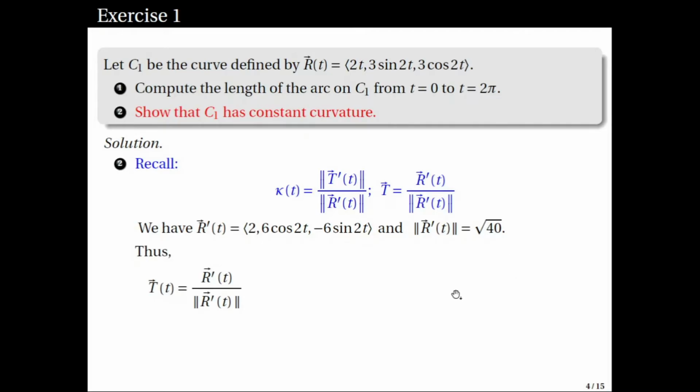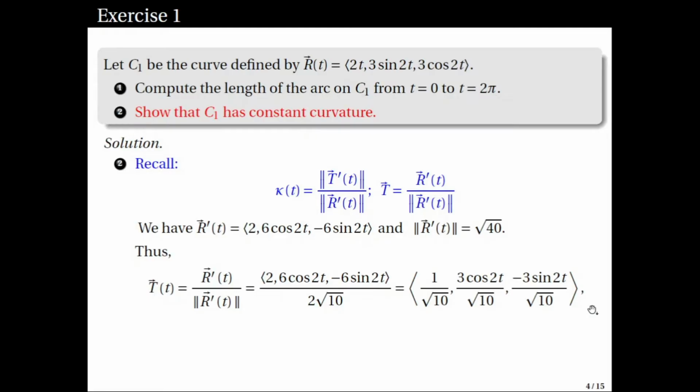Thus, we have the tangential vector to be equal to r prime divided by 2 square root of 10. And we just simply divide each component by 2 square root of 10. And it will result to this one.